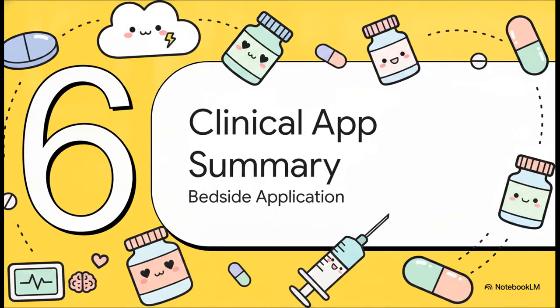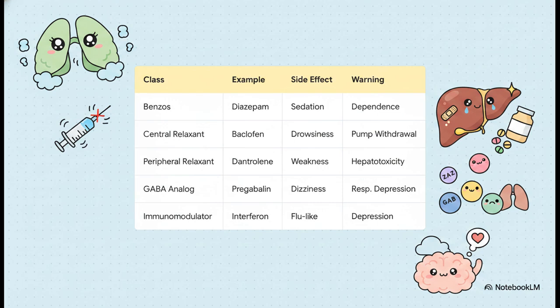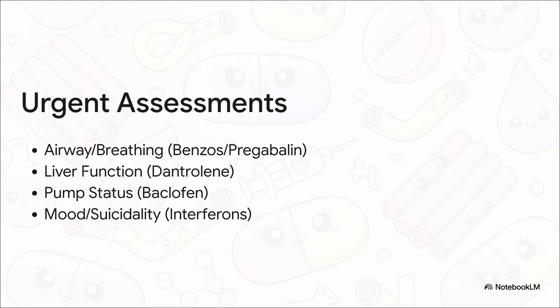Finally, Section 6. Clinical Application Summary. Okay, think of this as your quick reference mental checklist. We just unpacked the massive respiratory risks of benzodiazepines, the lethal pump withdrawal of Baclofen, the severe hepatotoxicity of Dantrolene, the breathing dangers tied to GABA analogs, and those critical suicidality risks with MS immunomodulators. To really thrive in a clinical setting, you've got to rank your assessments by urgency. Follow your ABCs. Airway and breathing absolutely come first, especially for patients on benzos or pregabalin.